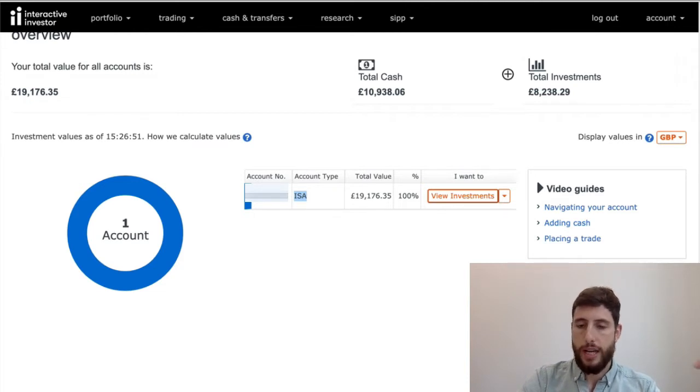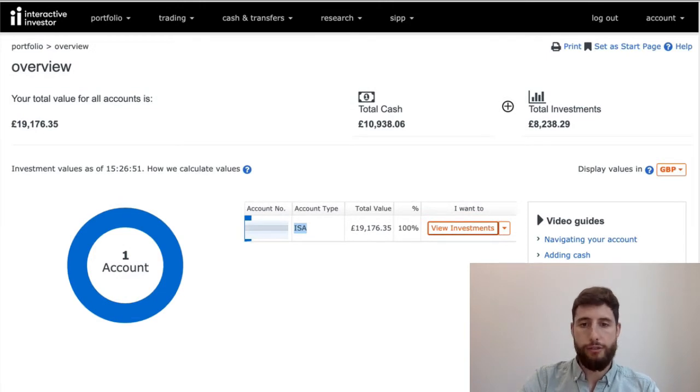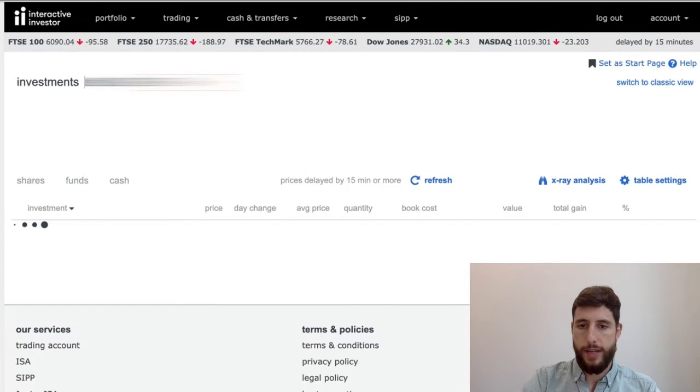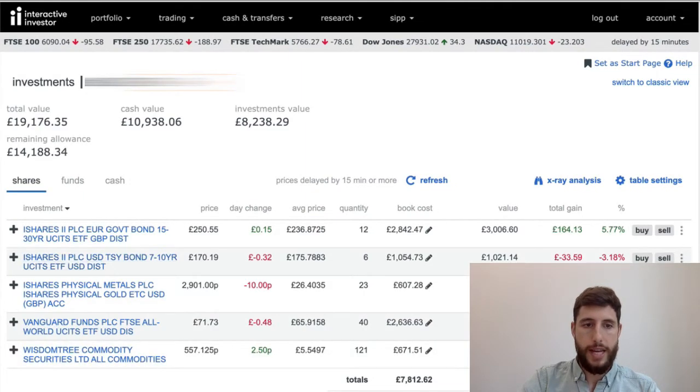So you can keep a running check as to how much more you can put in tax-free. Right, now let's jump into the actual investments. View investments. And here we have it.